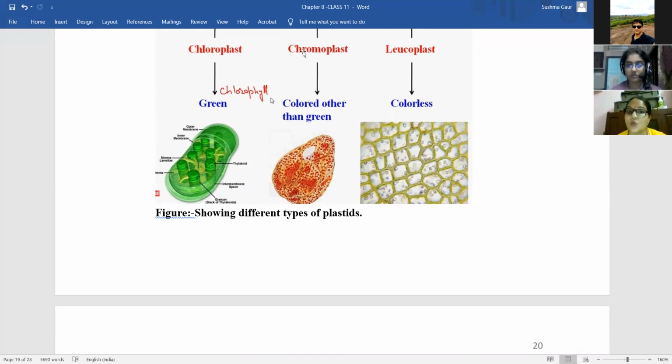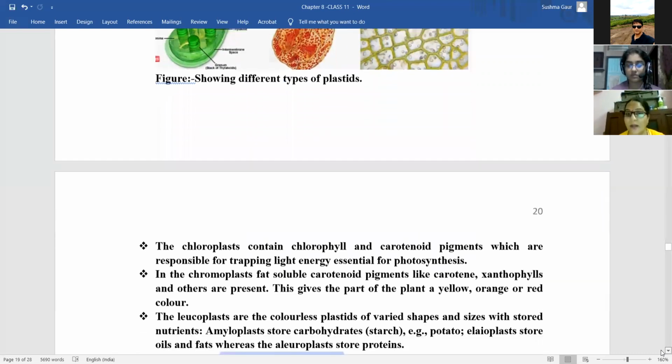And the second is chromoplast. They may be of a color other than green, meaning they may be purple, pink, or yellow. If the plant has a color other than green, then it consists of chromoplast. And the third is leucoplast, meaning without any color. If the plant is transparent or colorless, it means they consist of leucoplast.